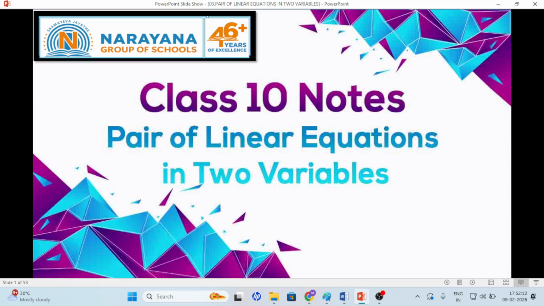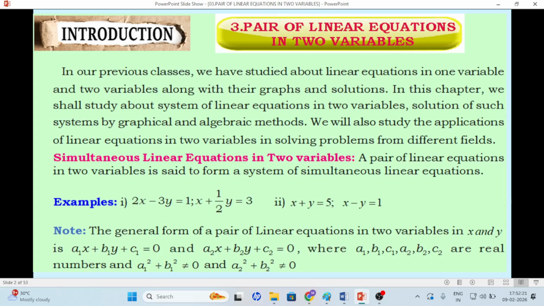Today we are going to discuss class 10th chapter 3, pair of linear equations in two variables. In our previous classes we have studied linear equations in one variable and two variables along with their graphs and solutions. In this chapter we are going to study the system of linear equations in two variables, whether the pair of equations are intersecting, parallel, or coincide with each other.